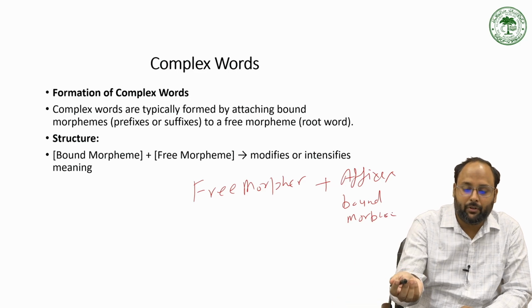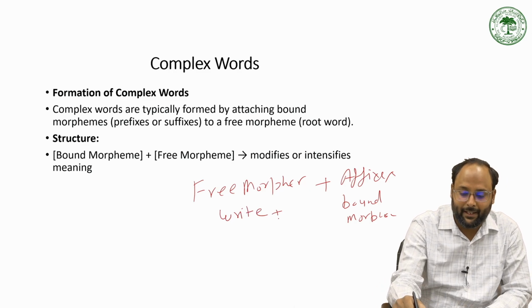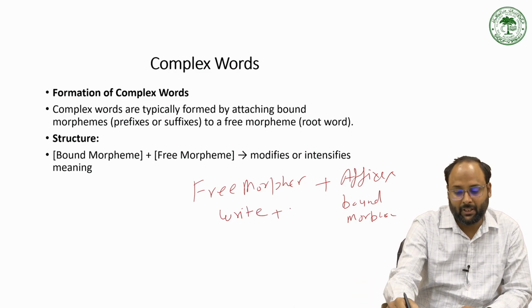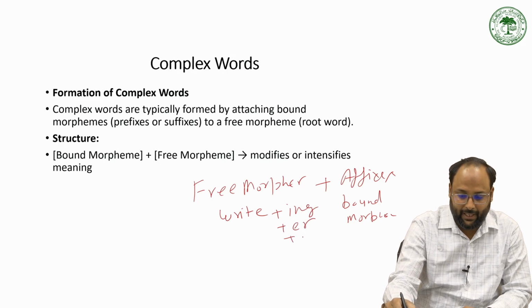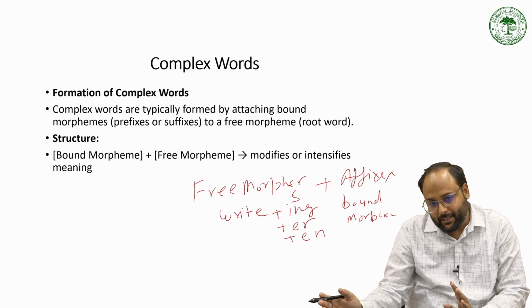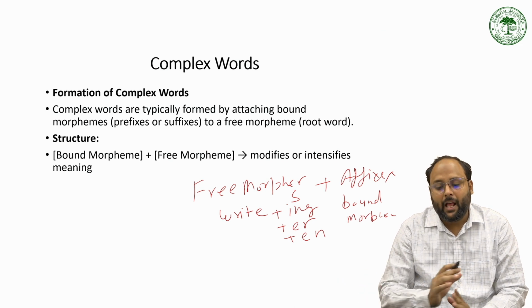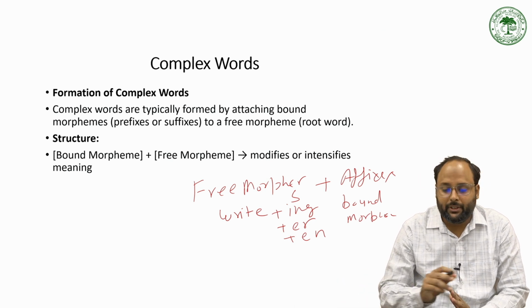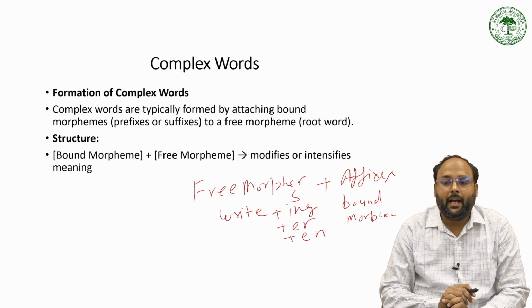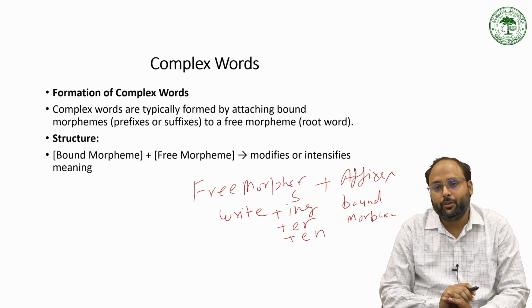Like any free morpheme, for example, we have the free morpheme write. We can add any type of suffix here, like ing, er, en, or s. So writes is also a complex word, writing is also a complex word, writer is also a complex word, and written is also a complex word. These words can be created by adding suffixes, or we can say bound morphemes. So that is the formation of a complex word.